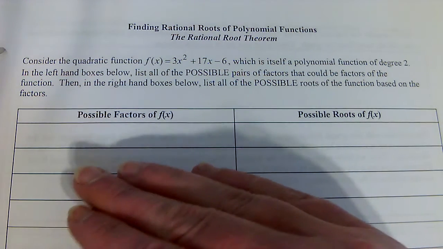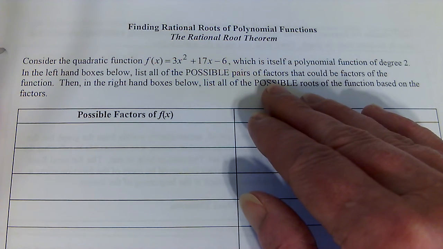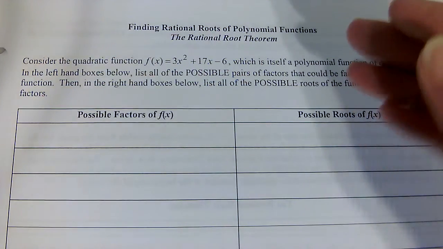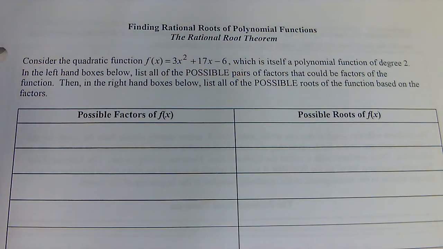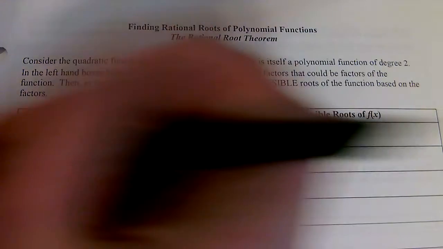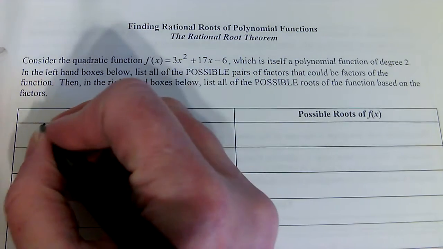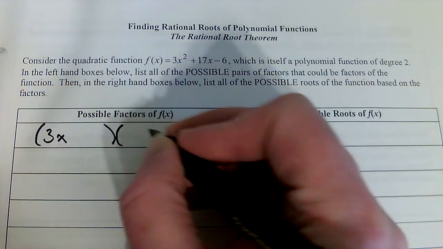Now what we're going to do is list out all the possible pairs of factors. So thinking back on when you were factoring, if we were factoring kind of old school, let's guess and check, for lack of a better term. What would be all my possible factors? So to get 3x squared, I'd have to have 3x and x, right? So possible factors: I could have 3x and x.